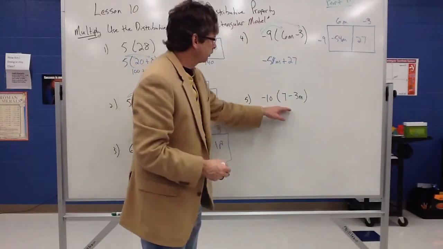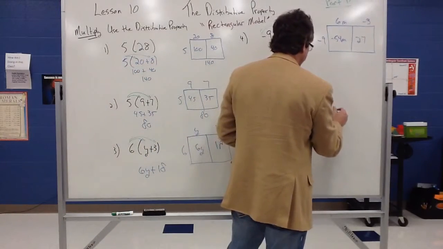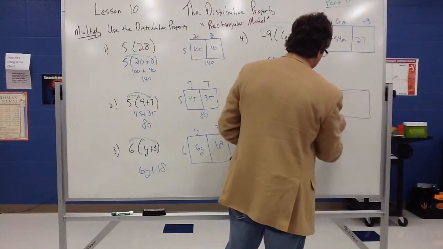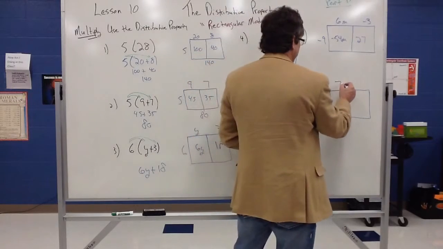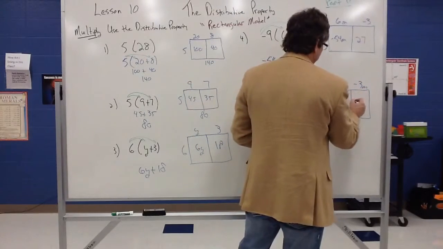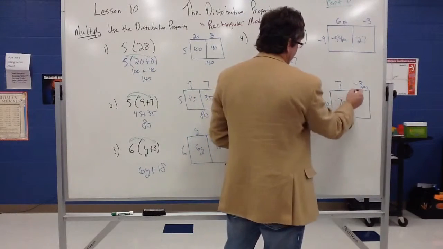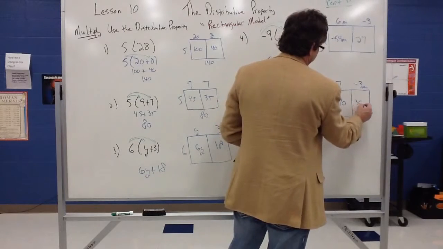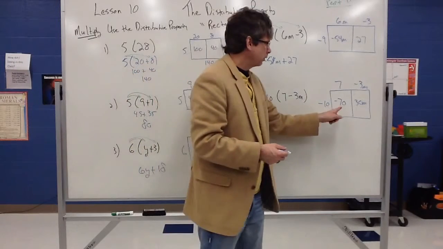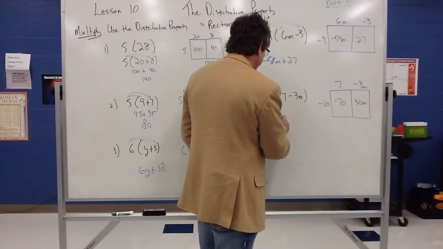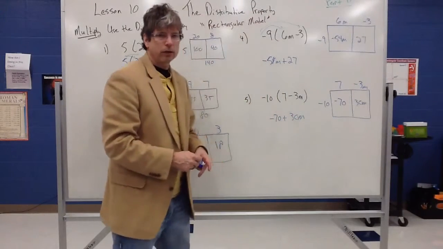So again, if I look at this, to simplify this using the distributive property, I want to use my rectangular model. So I draw my rectangle. The negative 10 is one edge, and I'm multiplying it by this, which is another edge, 7 and negative 3m. So I partition that off. Negative 10 times 7 is negative 70. Negative 10 times negative 3m is 30m. Negative 10 times negative 3 is 30. 30 times m, we can't do anything with that, so we leave it. So those are my two terms. So I have a negative 70 and a 30m. And again, don't take that any further. That is simplified.